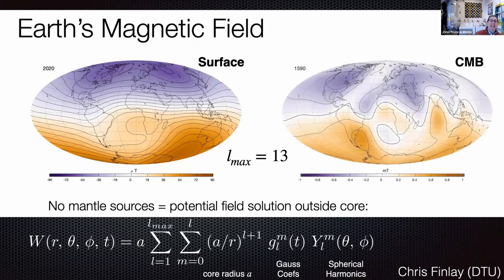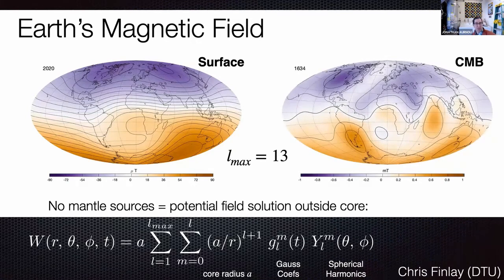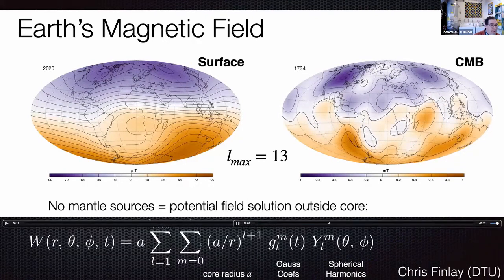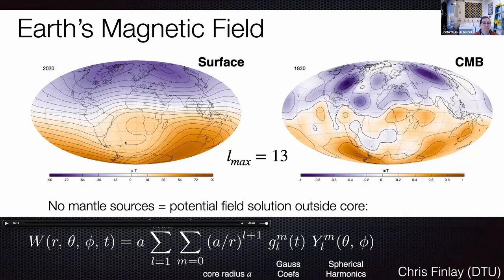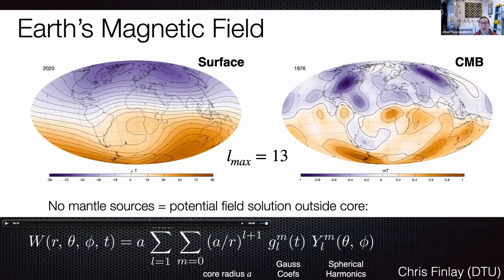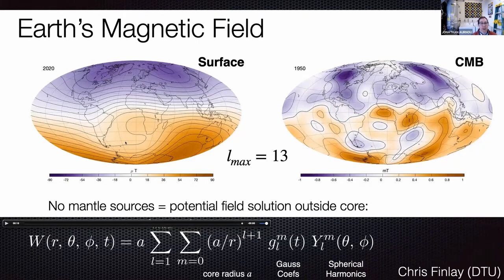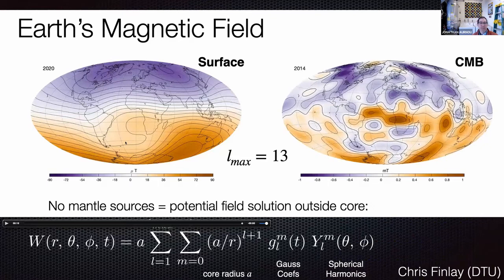So we can then, because it's a potential field, propagate that solution. We can move this in from the surface of the Earth to essentially the core mantle boundary. And then we see the higher harmonics are much stronger at the surface of the core. And you see a lot of really interesting structures and a lot of interesting dynamics. So this is a dynamic complex system.